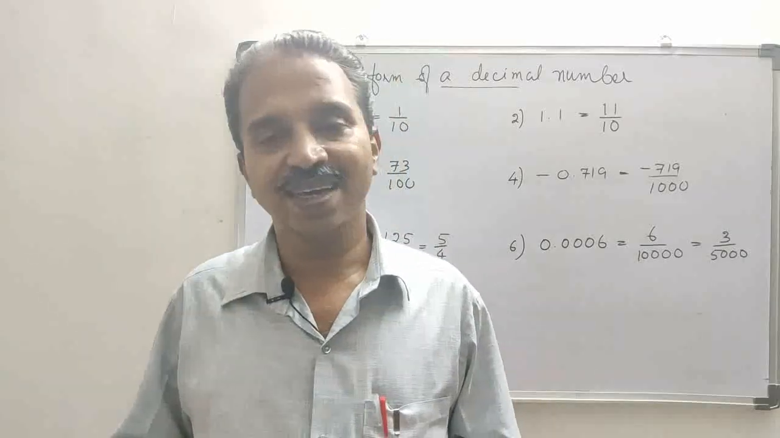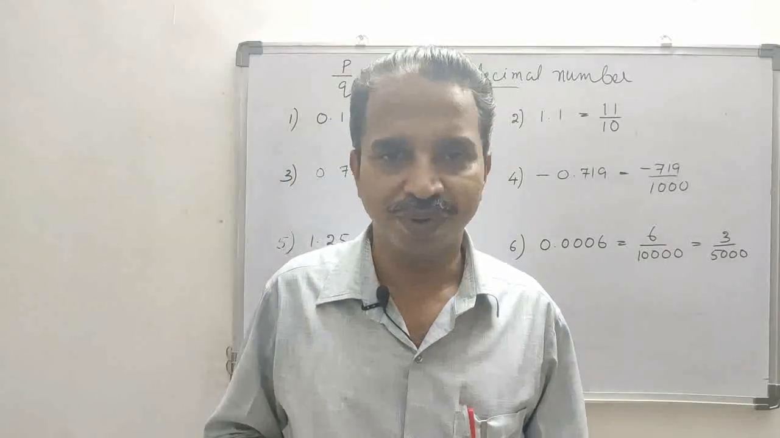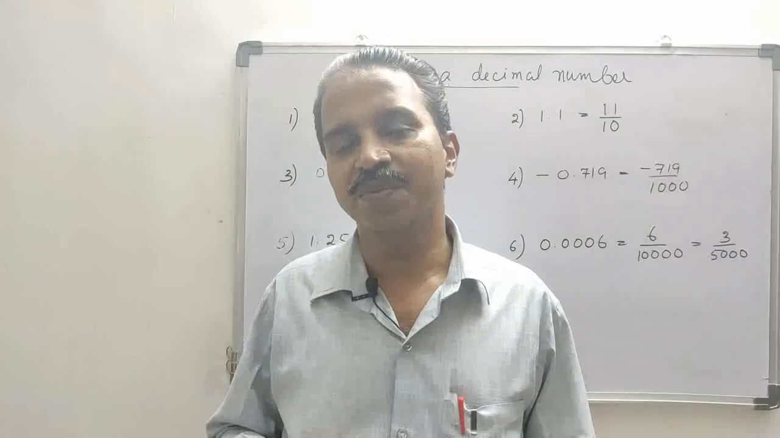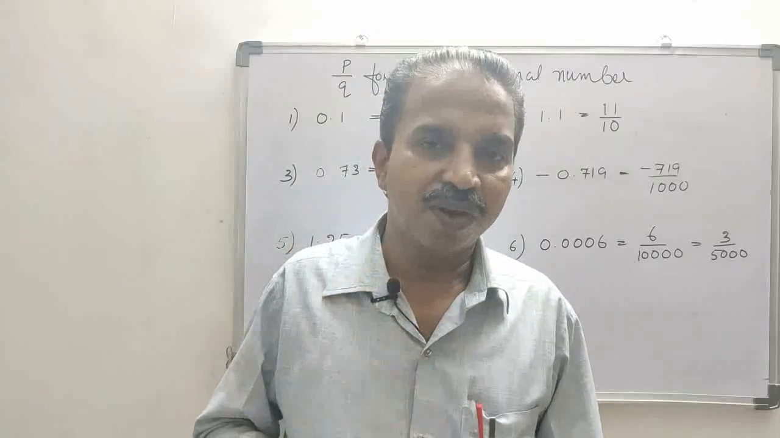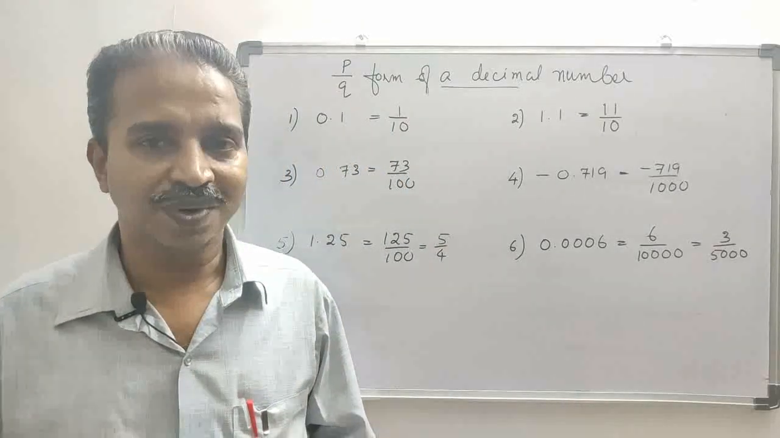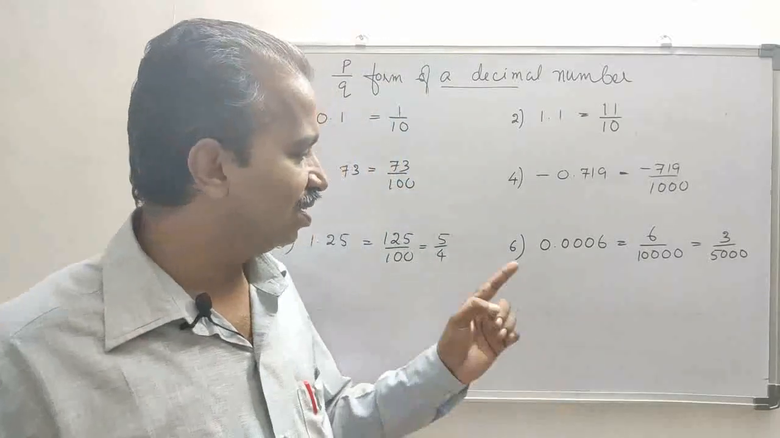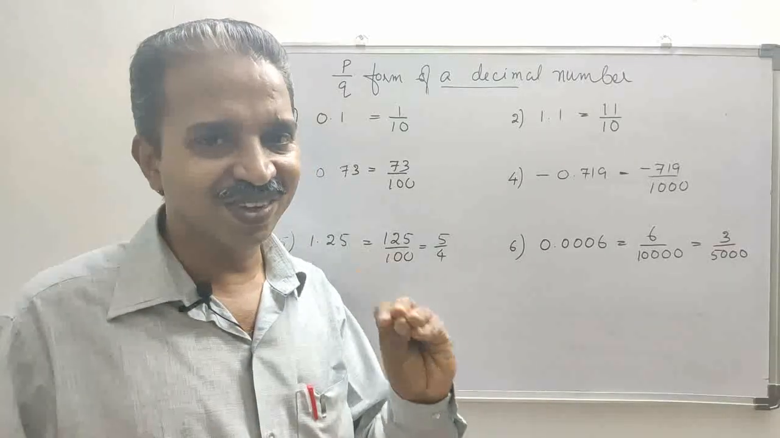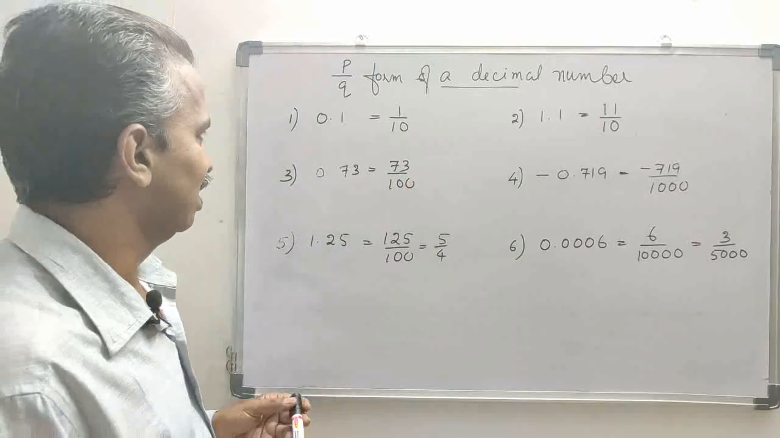Non-terminating, non-recurring, non-repeating decimals are irrational numbers, so they cannot be converted to form P upon Q. Only terminating decimals and non-terminating recurring decimals can be converted to the form P upon Q. So in smaller classes you studied how to convert a terminating decimal to P upon Q form, so you are familiar with it. So for revising, I have done 6 sums on board. Since you are familiar with it, I do not want to waste time after that. So 6 sums are done on board. Let us just revise that and go.